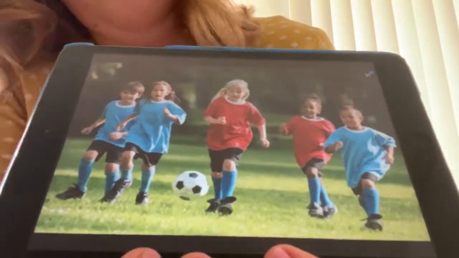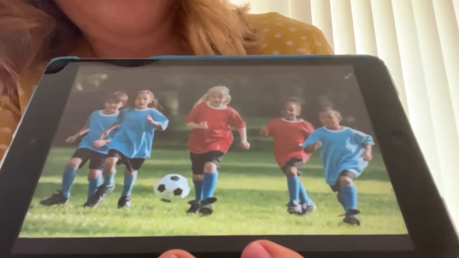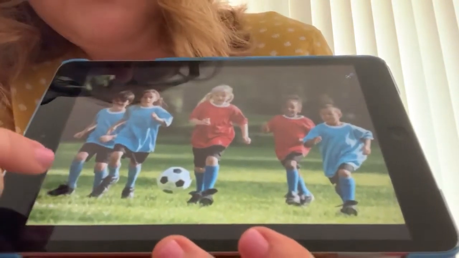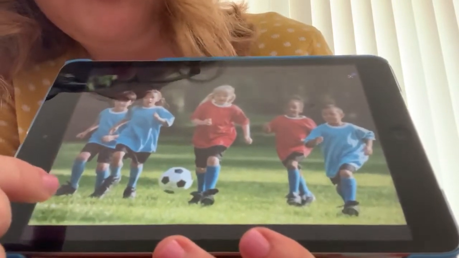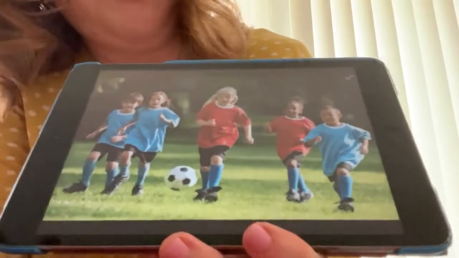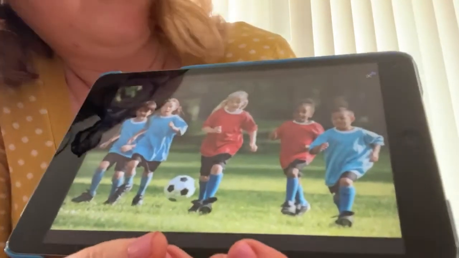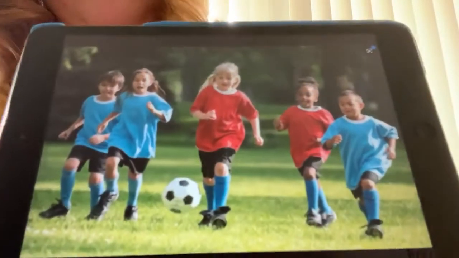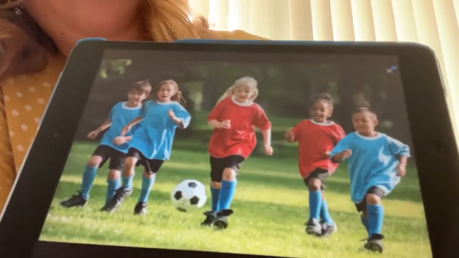Looks like they're all wearing some kind of uniform, a shirt and shorts, high knee socks, and then soccer shoes, because they're all playing the same game. They're all playing with this soccer ball. They all look like they are running towards the ball.